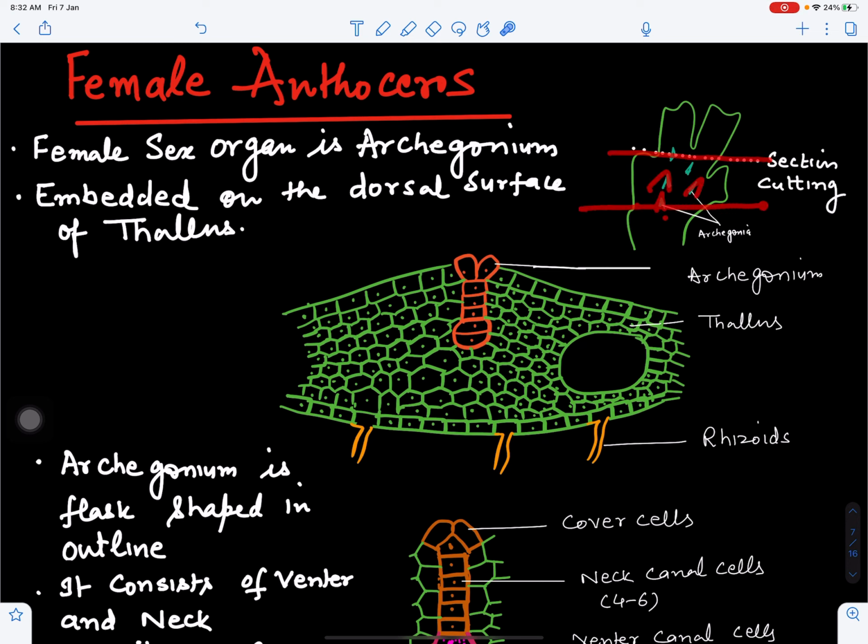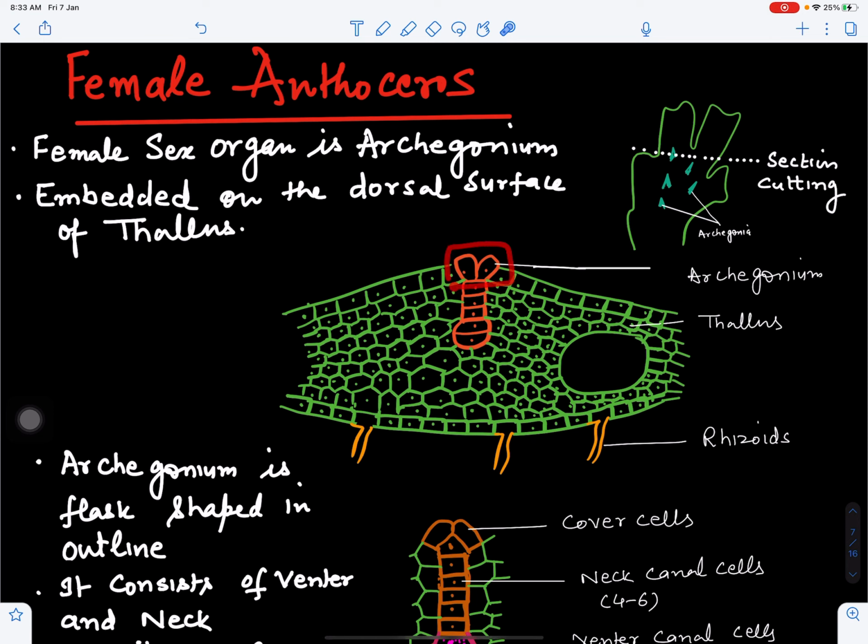If we cut the section through this archegonium part, we can see its internal anatomy. This is the upper epidermis, this is the lower epidermis attached to the substratum by means of rhizoids. These are mucilaginous cavities. Again, the anatomy of the thallus has been previously discussed in the earlier video. Again, link will be shared in the description box. And we can see here this part is having archegonia. So archegonia are embedded on the dorsal surface of the thallus.